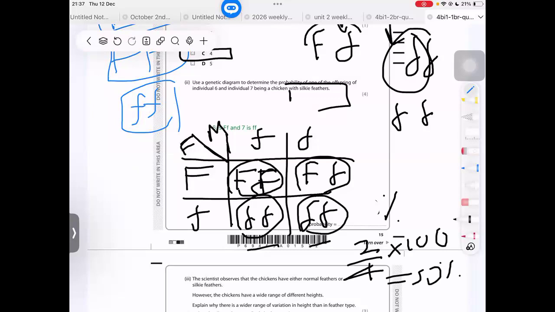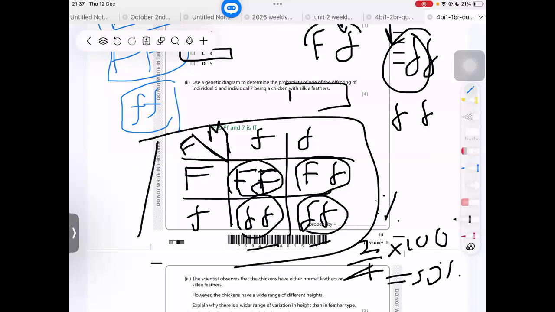Either you can write it as a percentage, a decimal, or a fraction. You get 4 marks for mentioning the parental genotypes. If you have drawn the Punnett square like this, you can get 3 marks easily. Otherwise, if you are not drawing the Punnett square, you have to mention the workings, or you don't get the full marks.